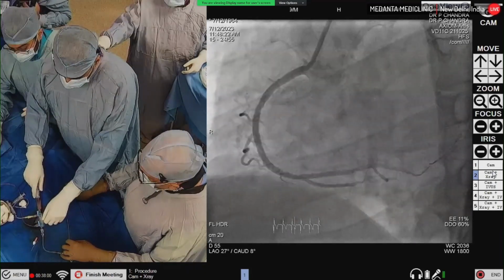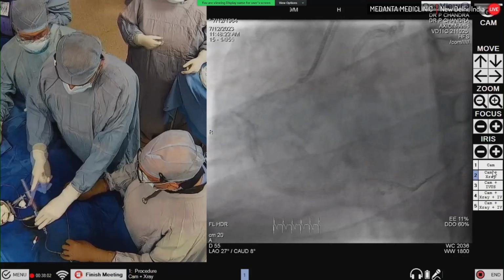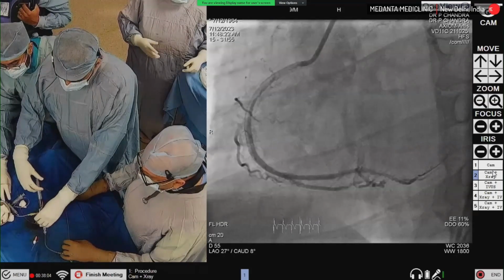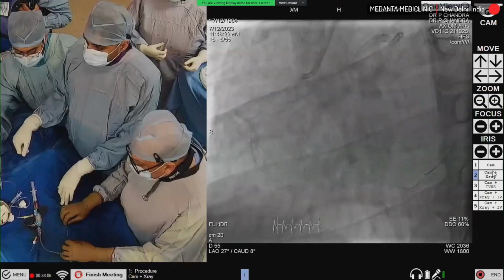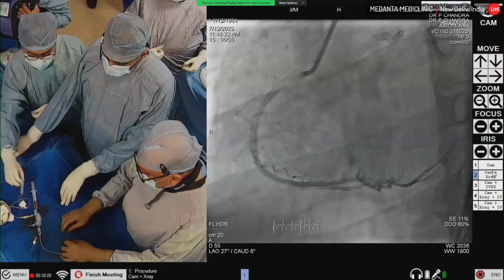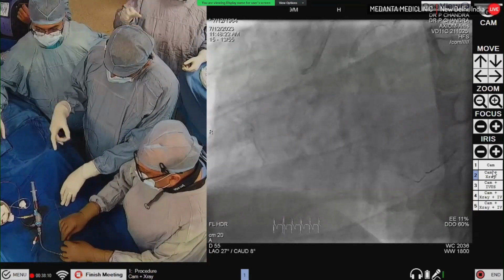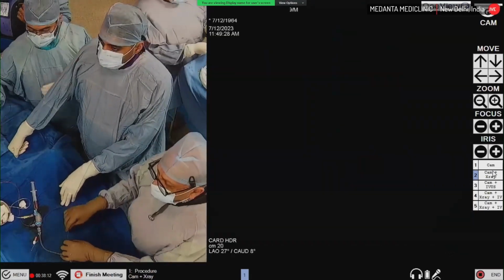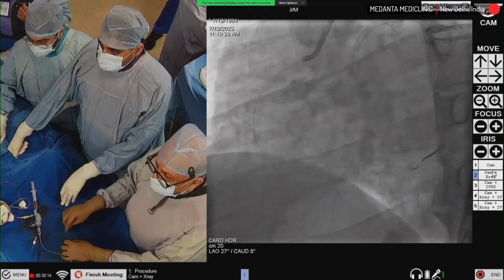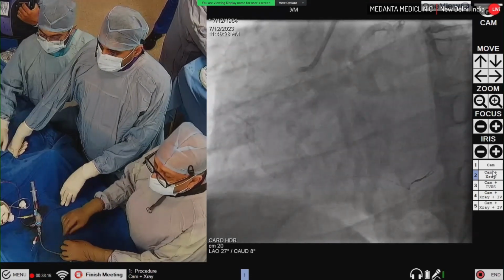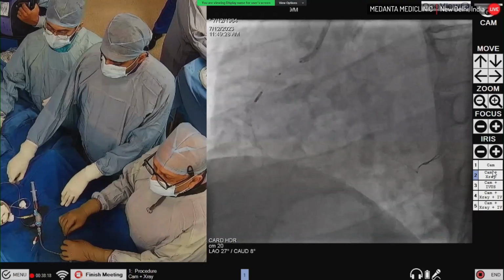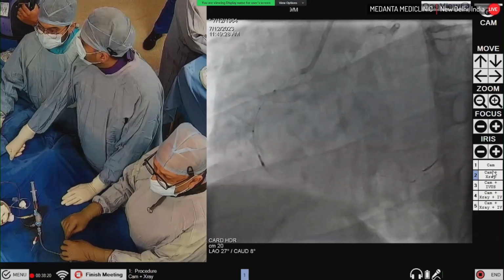So there is no major issue, and slow flow is not there. Although it was an ulcerated plaque acute coronary syndrome, we were expecting that there could be some slow flow, but the flow is absolutely TIMI 3. And now I'm going to check it.